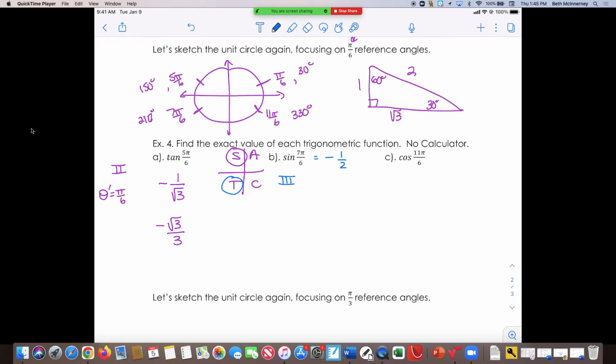11 pi over 6. This is fourth quadrant. Cosine is negative. Or excuse me, cosine is positive. All Students Take Calculus, so cosine is positive. This is radical 3 over 2.